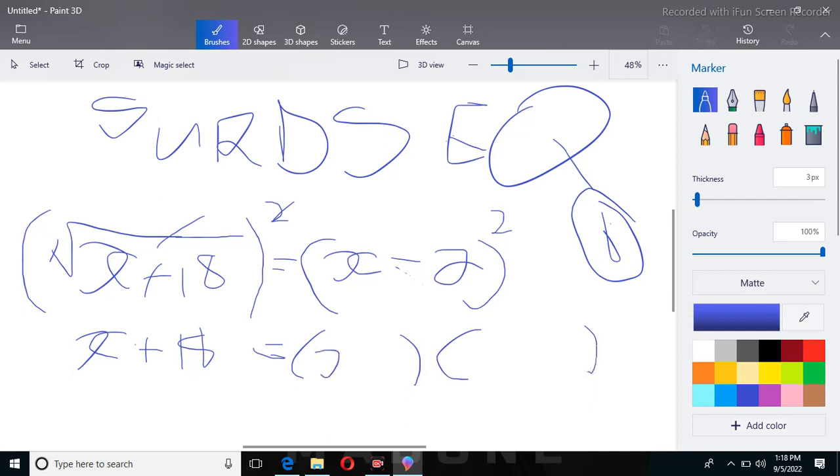I'm not going to solve all of this. You know, guys, I like shortcuts. I like shortcuts very much. All right.